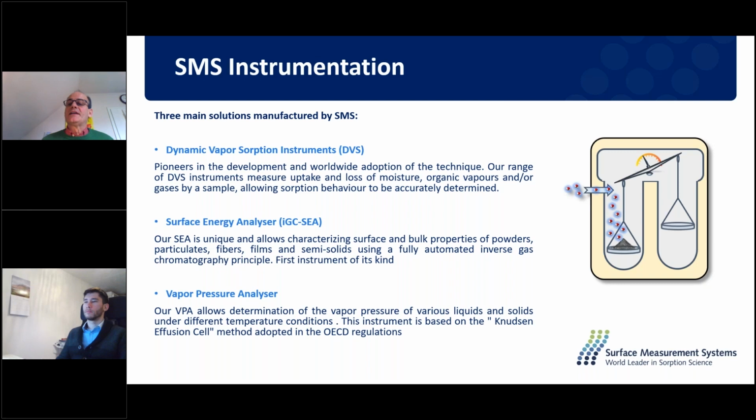So what you see here on that screen is the dynamic vapor sorption instrument. In the schematic you see that's a dual balance. What it does, in short, is measure the uptake and loss of moisture, organic vapors, or gases, but also of mixtures. If you think, for example, about carbon capture, you would like to know about CO2 adsorption in the presence of humidity.